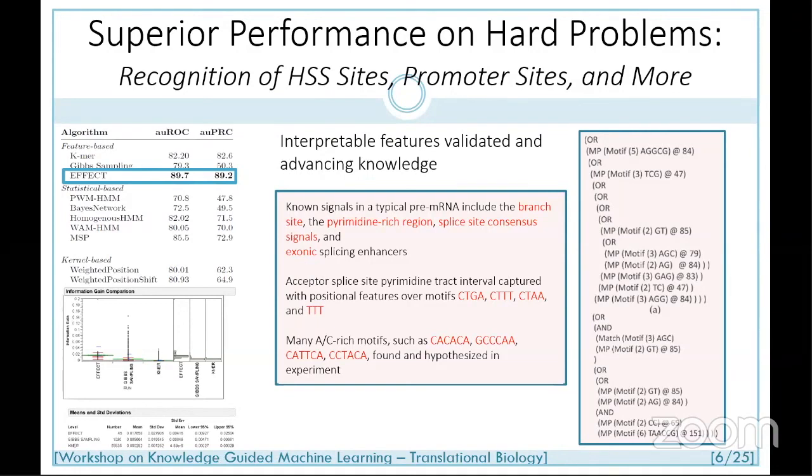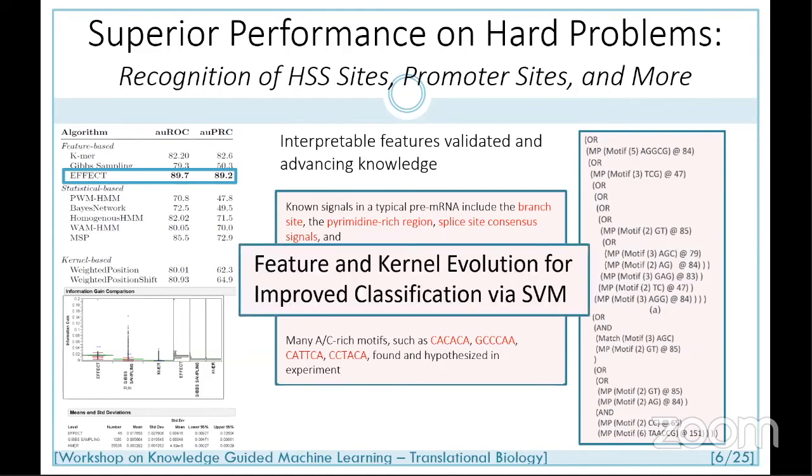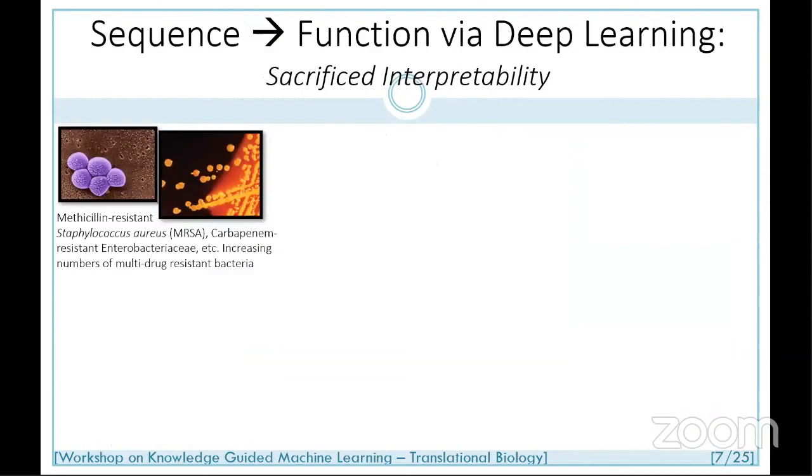But all this became possible because we were able to marry some pretty standard methods in machine learning with our knowledge of what it means to be functional, of the underlying biology. We then used some of these ideas to even make some improvements in machine learning in order to evolve features and kernels.